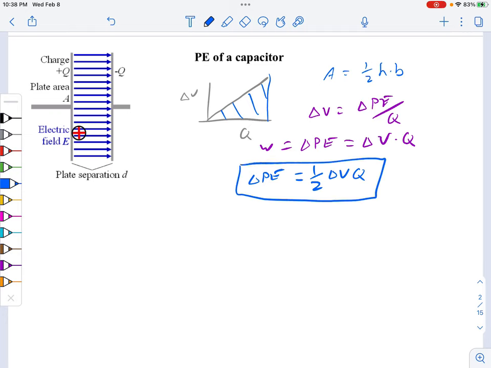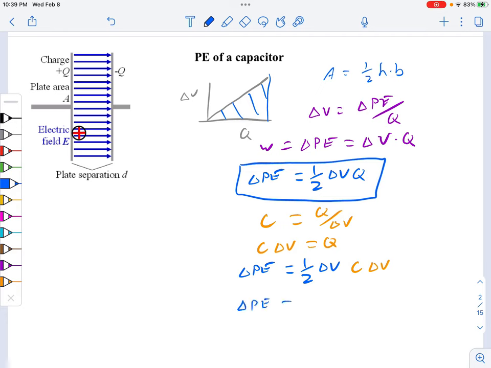Well, we can also take advantage of the fact that last unit we defined capacitance as just the charge per the change in voltage. So if I rearrange it, I can say capacitance times the change in voltage is equal to the charge. And then if I take my original relationship for potential energy, I've got a Q, so let's just sub out that Q and throw in capacitance times the change in voltage. So I get half times delta V times C times delta V, which means I get another version of this.